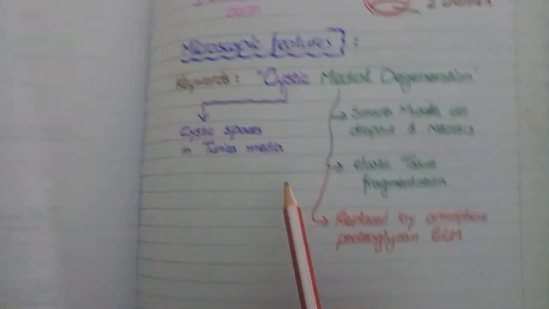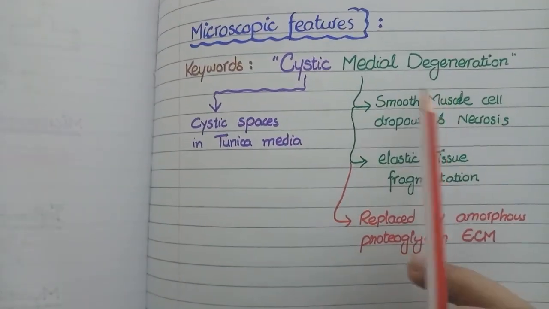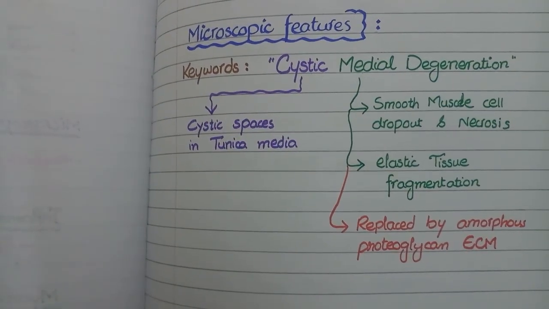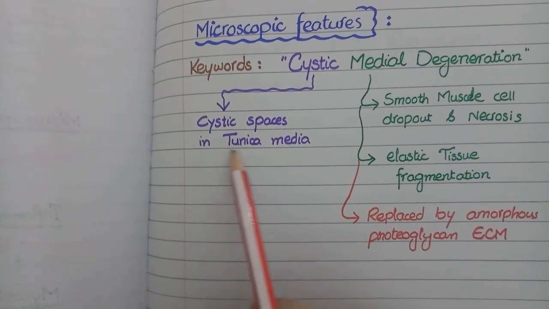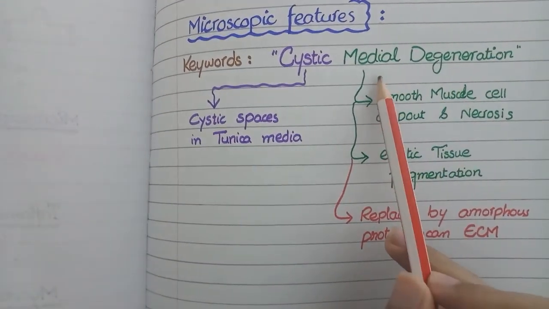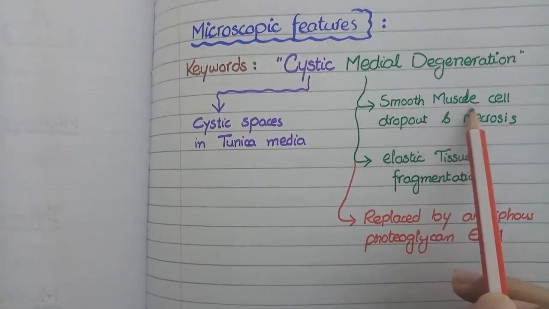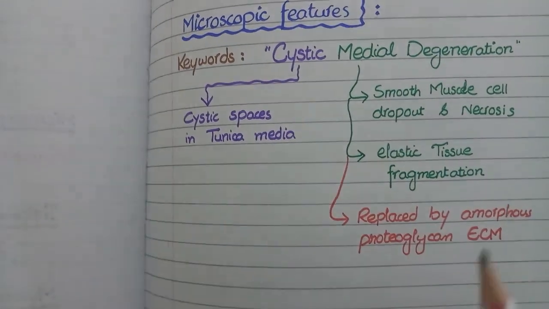Now for microscopic features, the keywords to remember for aortic dissection are cystic medial degeneration, which is the underlying pathology in aortic dissection. The first keyword is cystic, which denotes cystic spaces in the tunica media. The second keyword is medial degeneration, which implies that there is degeneration of the tunica media, so you see dropout and necrosis of smooth muscle cells along with fragmentation of its elastic tissue.